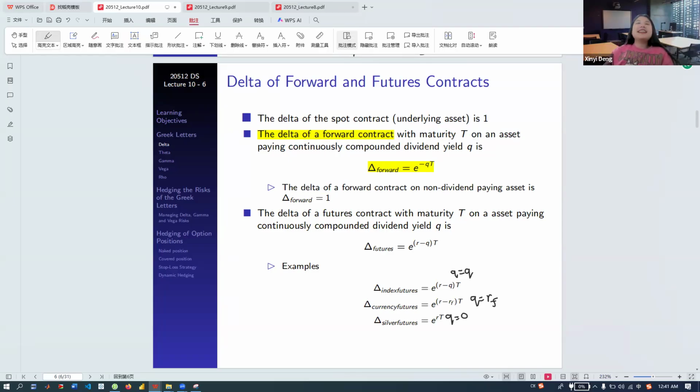That's the forward contract, right? Of course, if q is equal to 0, then that's just 1, since e to the power of 0 is just 1. Then onto the delta of a futures contract: if it has a continuously compounded dividend yield, then the delta is equal to e to the power of (r minus q) times T.